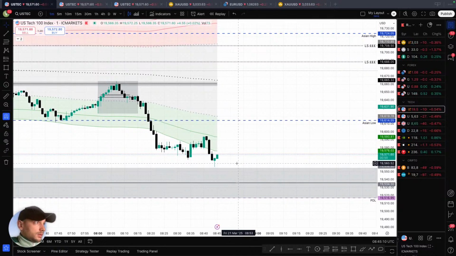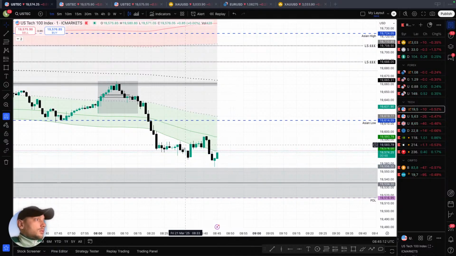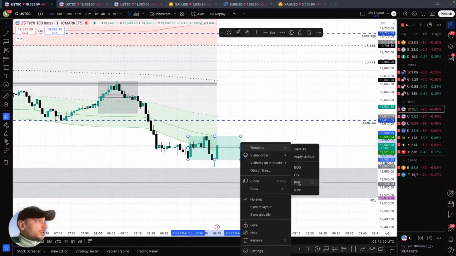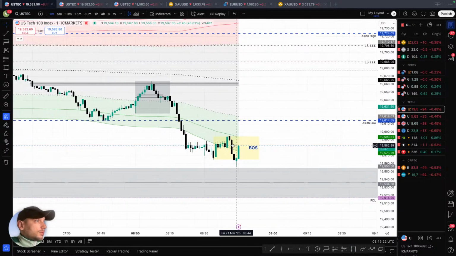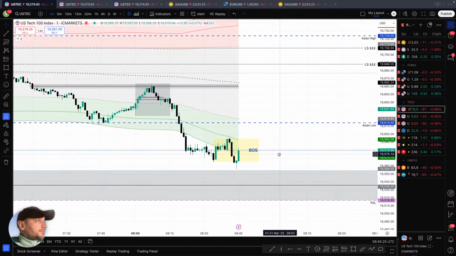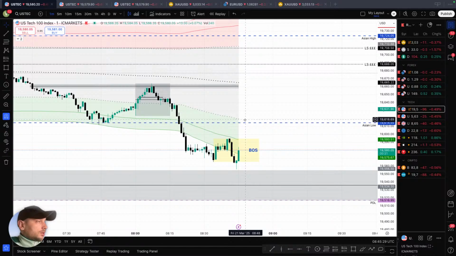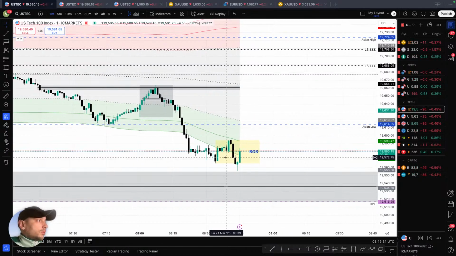So from here, potentially we can look for reversal. Ideally, we want to see the price close above this breaker block. We want to see the breaker charter. It doesn't look bad for now, actually, if it bounced from here.